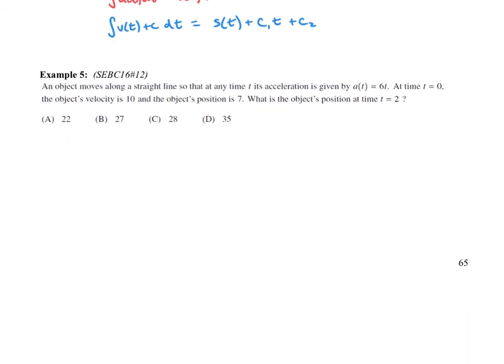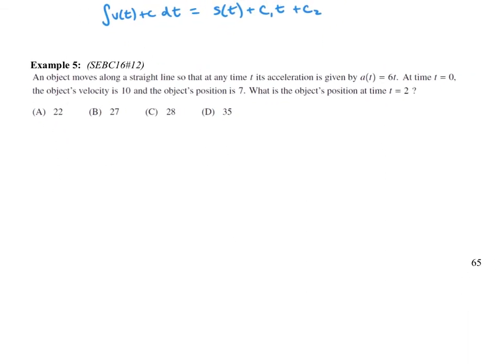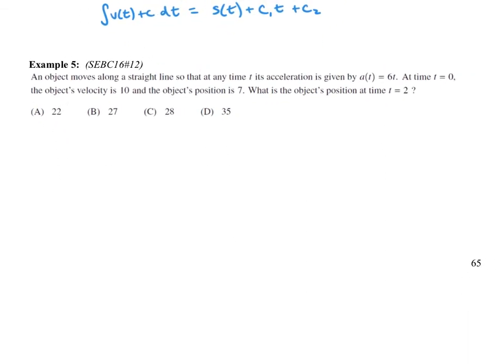So in example 5, we have an object that moves along a straight line so that at any time t, its acceleration is given by acceleration equal to 6t. At time 0, the velocity is 10, so v of 0 is 10. And the object's position is 7, so let's call the position s of 0 is 7. Again, we have the acceleration as 6t, and we're trying to figure out the object's position at time 2. So we need a model for the position itself.